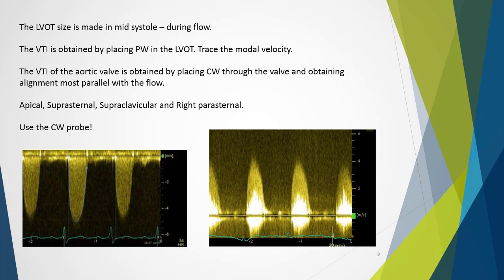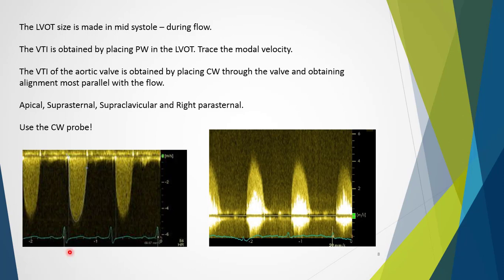This means investigation from multiple windows, such as the apical, suprasternal, supraclavicular, and right parasternal windows. However, the location for the probe placement is not limited to these. A subcostal or left parasternal window may offer the best alignment. Finally, a good sonographer will always use the continuous wave probe for the investigation. It is considered bad form to use the standard imaging probe alone, as the CW probe will obtain the same velocity, if not higher, due to its design and purpose.